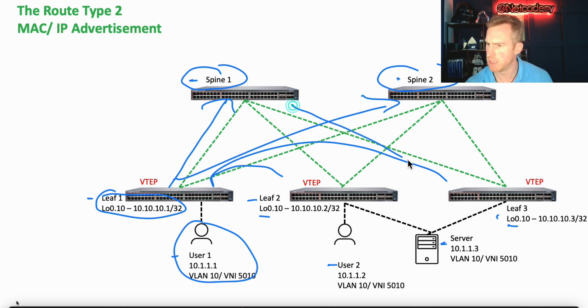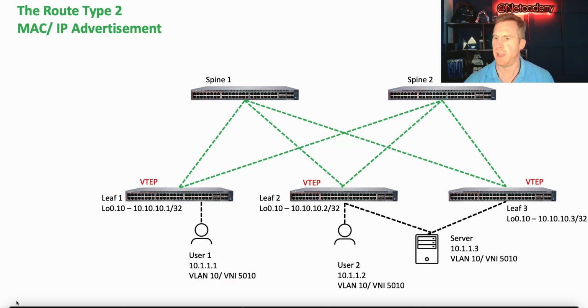And spine 1 obviously has a connection down to leaf 3, spine 2 has a connection down to leaf 3, and it's exactly the same for leaf 2. And what I've also added in is the loopback addressing, or the lo0.10. This is basically a loopback interface, a logical interface that's configured in the Junos, and the leaf 1 loopback address is 10.10.10.1/32.